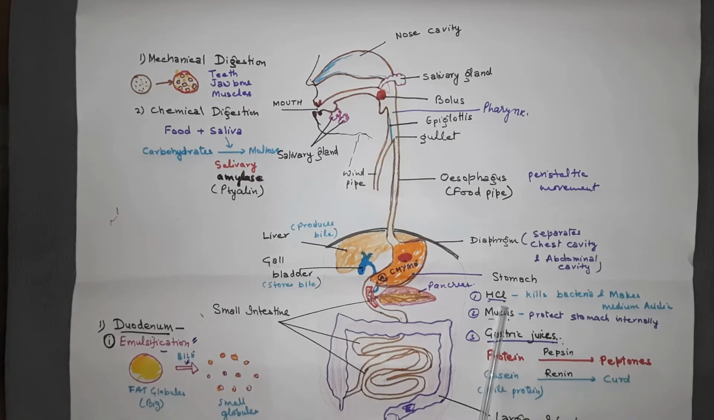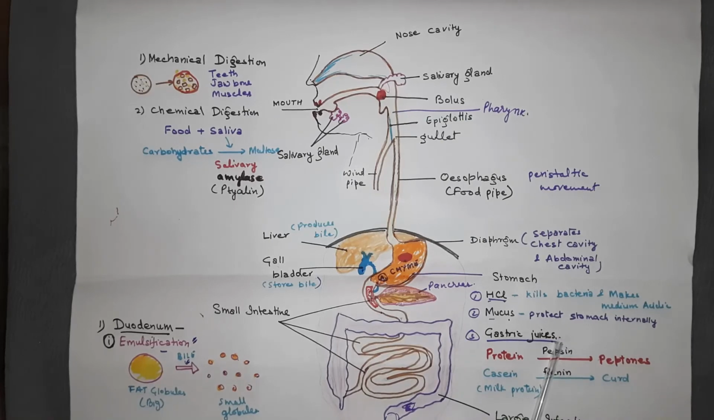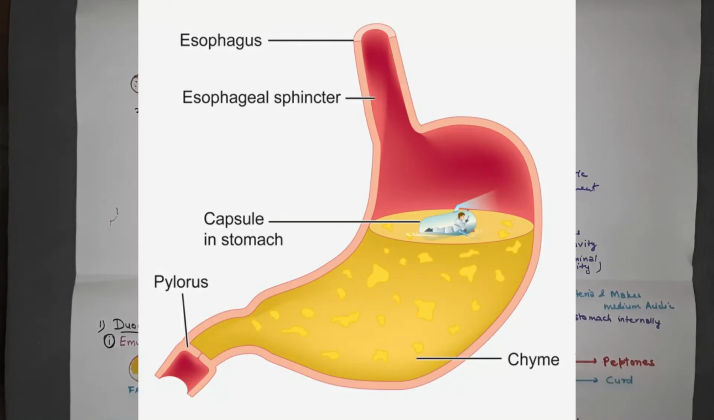What are the functions of hydrochloric acid? First, it kills the bacteria and it makes the medium acidic. Why is an acidic medium needed? To bring the gastric juices into action. This acidic medium activates the gastric juices, and it also controls the opening and closing of the pyloric aperture, which is present at the opening of the duodenum.